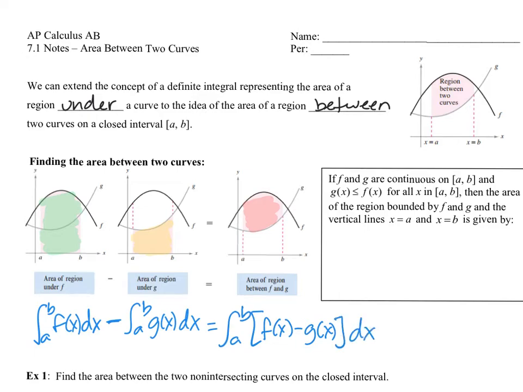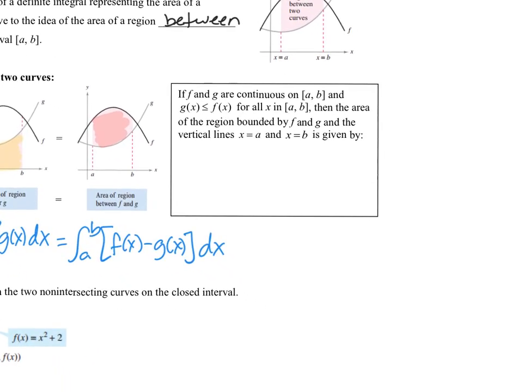Let's state this property formally. If f and g are continuous functions on a closed interval from a to b, and g of x is less than or equal to f of x for all x in that closed interval, then the area of the region bounded by f and g and the vertical lines x equals a and x equals b is given by the integral from a to b of, start some brackets, f of x minus g of x, dx.